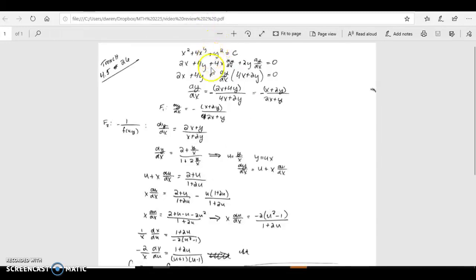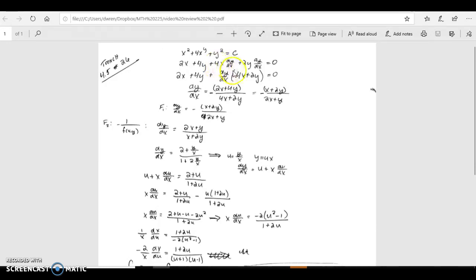Alright, so the first thing you would do is implicitly differentiate. So the derivative of x squared is 2x, plus the derivative of 4xy, which is a product rule. The derivative of x is just 1, so it'll be 4y, plus the derivative of y times 4x, so it'll be 4x times dy over dx, and plus the derivative of y squared, which is 2y times dy over dx, equals 0.